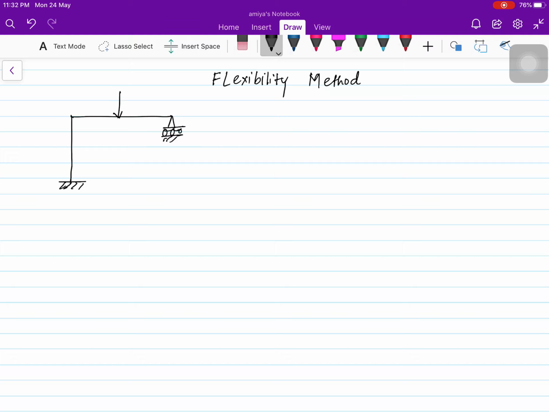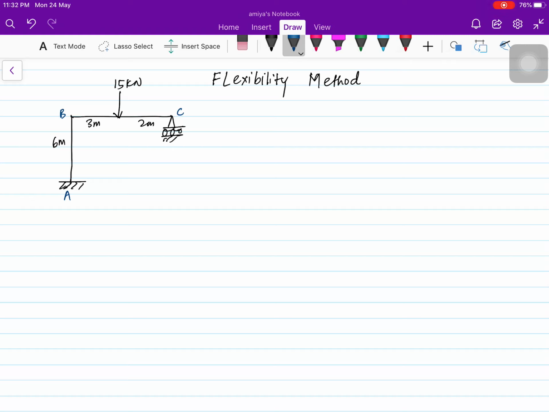Let's take a point load of 15 kilonewton, with lengths of 3 meter and 2 meter, and a height of 6 meter. And let's name the points A, B, C.